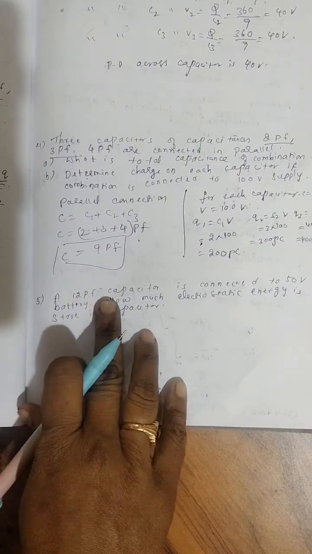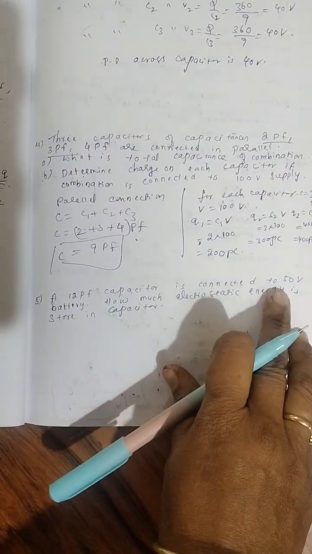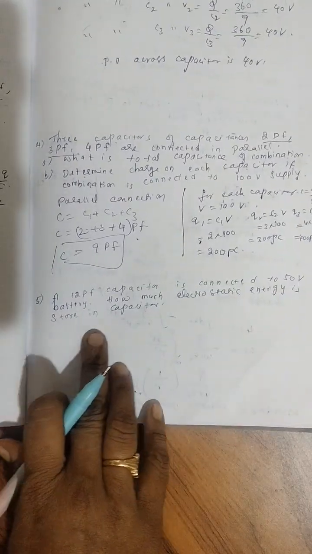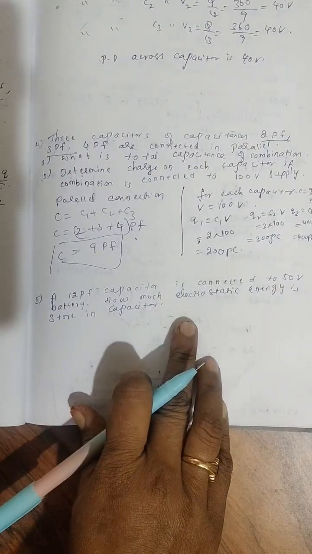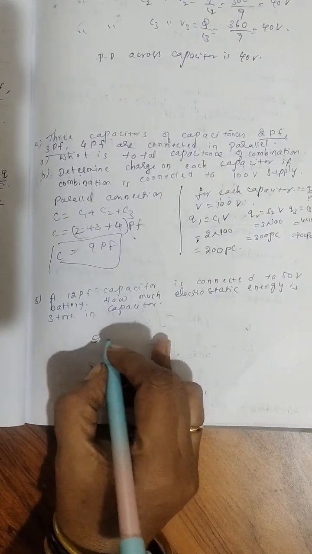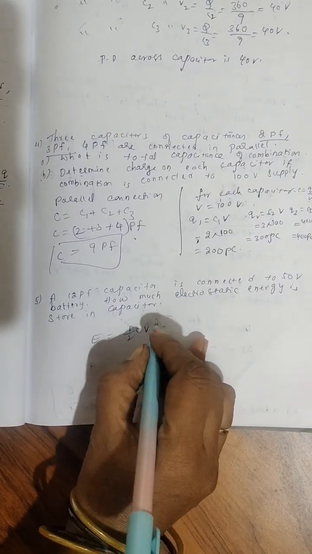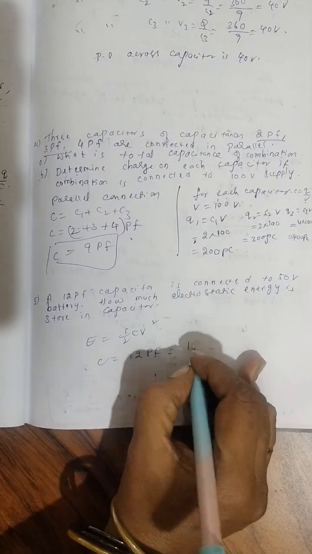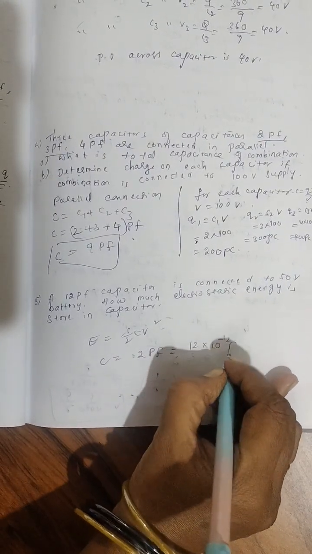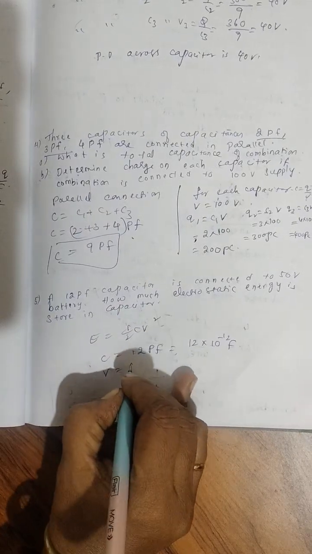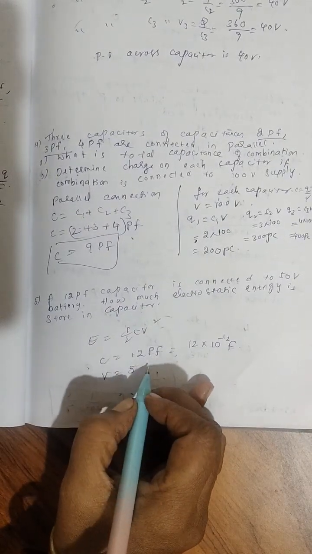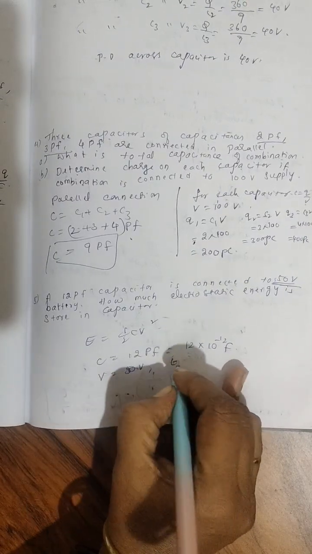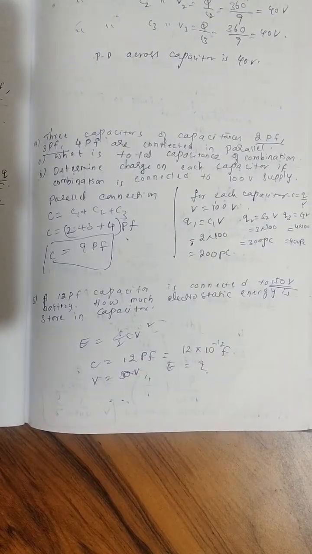A 12 picofarad capacitor is connected to a 50 volt battery. How much electrostatic energy is stored in the capacitor? Right? Formula is half CV square. Did he give C? 12 picofarad. Pico means 10 to the power of minus 12. V did he give? Yes, 50 volt. What is he asking? He is asking to find out the energy.